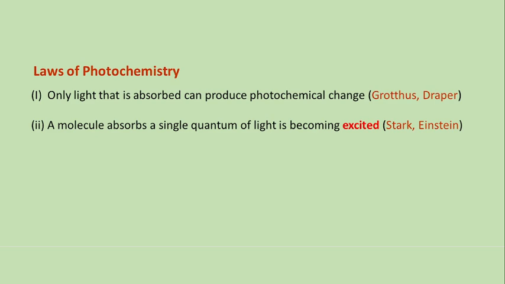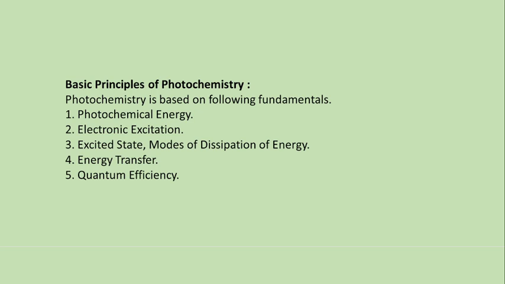The scientists Grotthuss and Draper say that only light that is absorbed can produce a photochemical change. Similarly, another scientist says that a molecule absorbs a single quantum of light, becoming excited. This is explained by Stark-Einstein. Based on these photochemistry laws and assumptions, photochemistry has the following fundamentals.